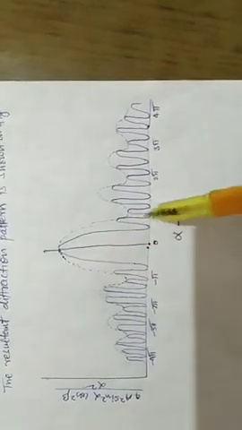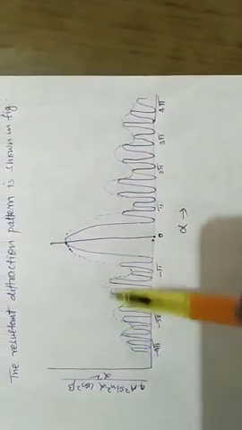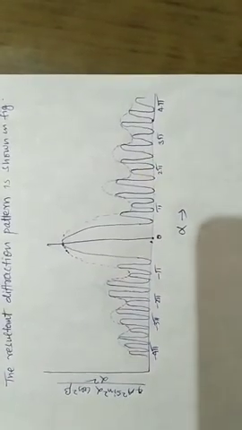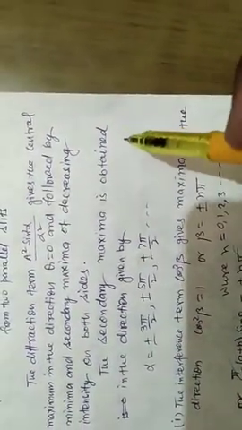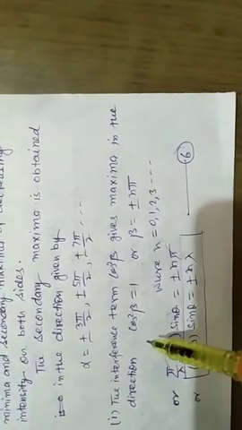This is the principal maxima. These are the secondary maxima on both sides of the principal maxima, in decreasing order of intensity. So come here. The secondary maxima are obtained in the direction given by alpha is equal to plus minus 3 pi by 2, plus minus 5 pi by 2, plus minus 7 pi by 2, as it was clear in single slit diffraction.